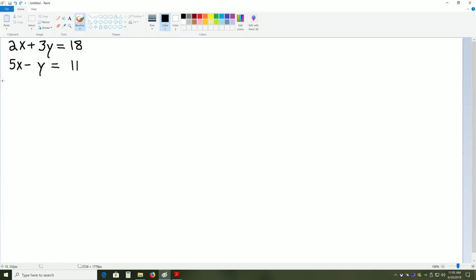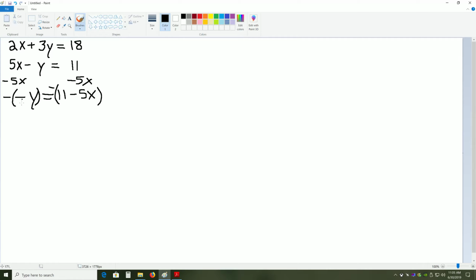So we'll start by subtracting 5x from each side of the equation, which gives us negative y equals 11 minus 5x. And then to get the y completely alone, we need to either divide by negative 1 or multiply each side of the equation by a negative. Both result in the exact same thing, but in this case I'll multiply, as it's generally easy to multiply by a negative compared to dividing by 1.